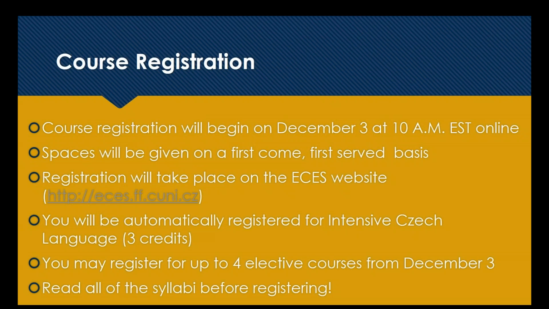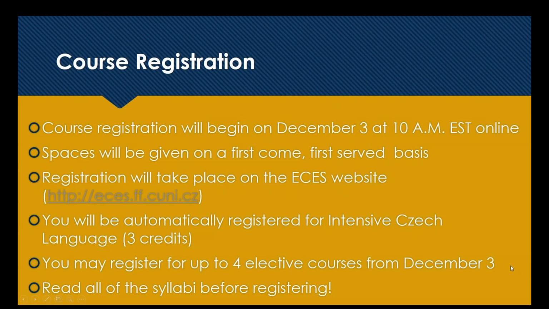You can take up to 6 elective classes with ECES. Most students take between 3 and 4 courses, but you can only register for 4 elective courses from the very beginning of course registration. Otherwise, there will be very long wait lists for all of our courses. So once you get to Prague, you'll then be able to add an additional 2 courses if you'd like to. So that means if you want to add a backup course when you get to Prague, you can do that. That will be available for you.